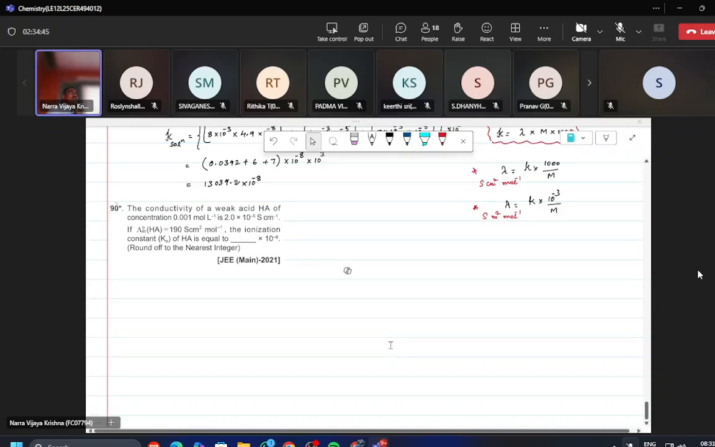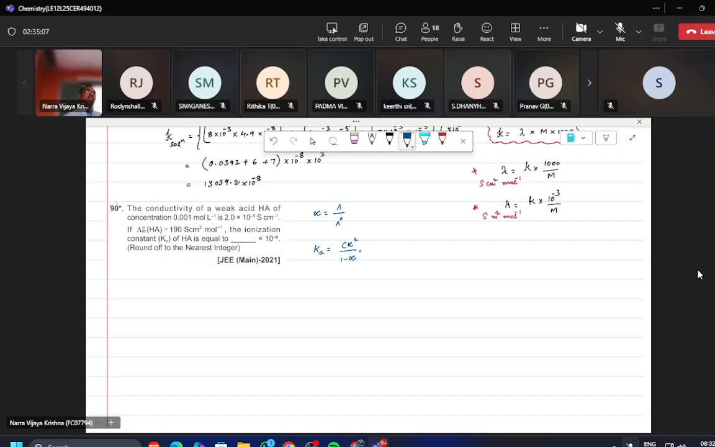What is the formula, sir? Alpha equal to lambda by lambda naught. Right? What do you want? Ka. First you find alpha. Already you know that Ka equal to C alpha square upon 1 minus alpha. So what is Ka equal to? Concentration, how much did they give? 10 power minus 3, right? Into lambda by lambda naught square. What is lambda?